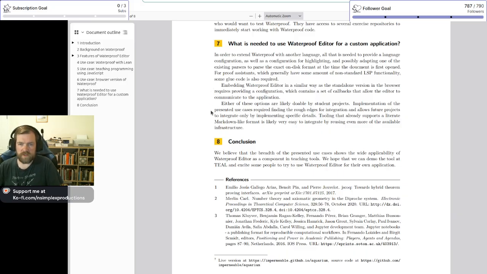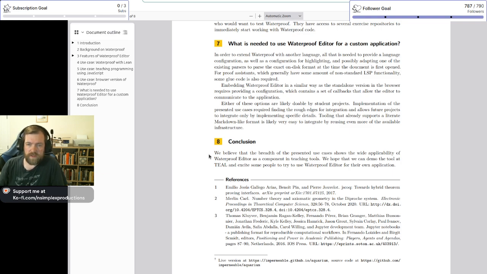Implementation of the presented use cases required finding the rough edges for integration, and allows future projects to integrate by only implementing specific details. Tooling that already supports a literate Markdown-like format is likely very easy to integrate, by reusing even more of the available infrastructure.